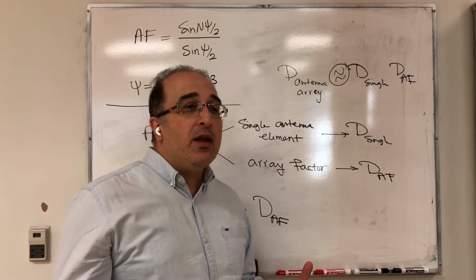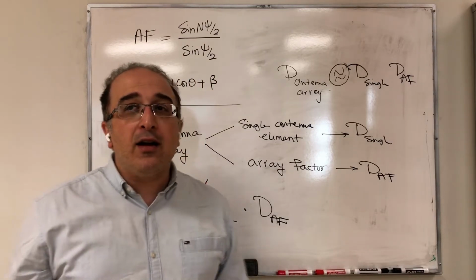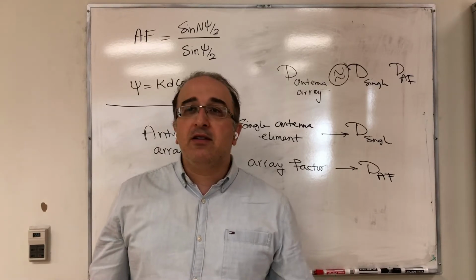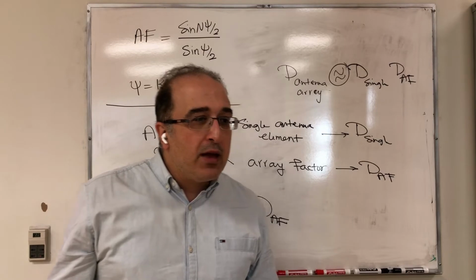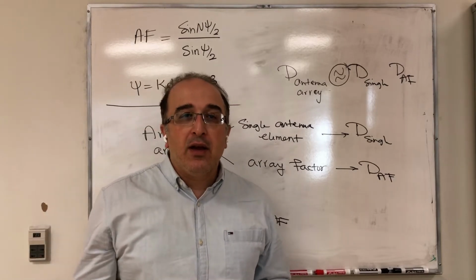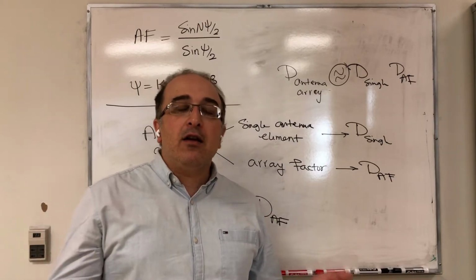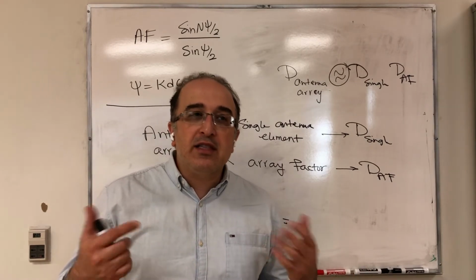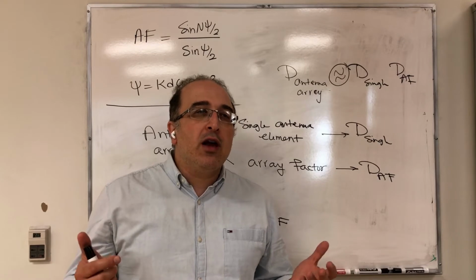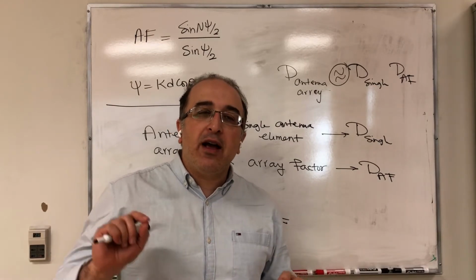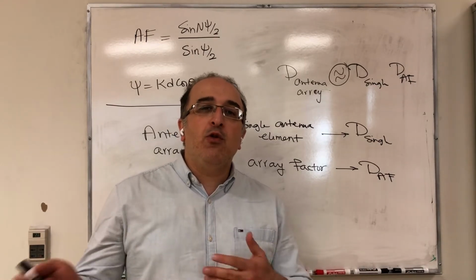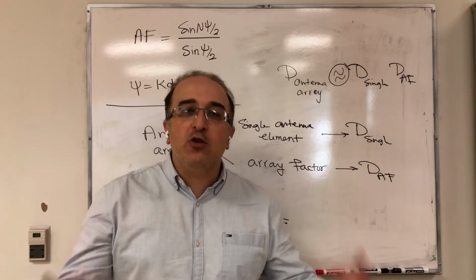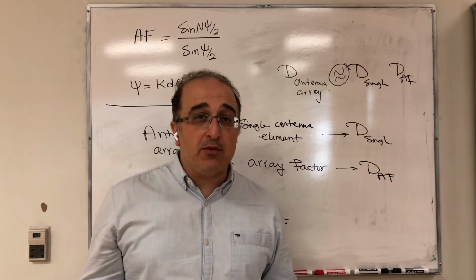So for example, if you want to design a broadside antenna array with a directivity of, let's say, about 25, and you are using single antenna elements each with a directivity of 6, then you say, okay, I want 25, maybe if I have 4, it could do the job. 4 times 6 is 24, it's close to 25. So you could start your design based on this assumption.